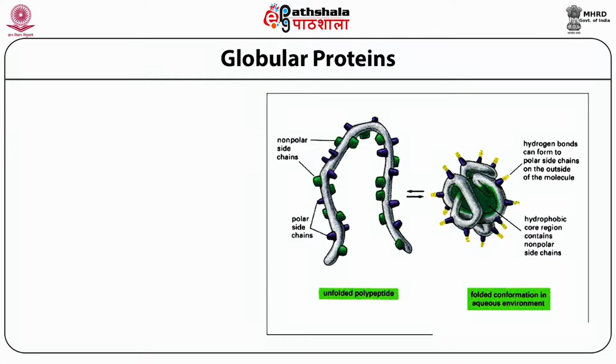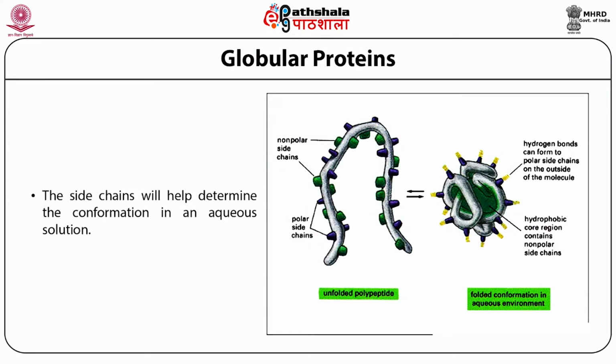Globular proteins: the side chains help determine the conformation in an aqueous solution. Proteins are of two types, globular and fibrous. In globular proteins, the side chains will fully determine the conformation of the particular protein.